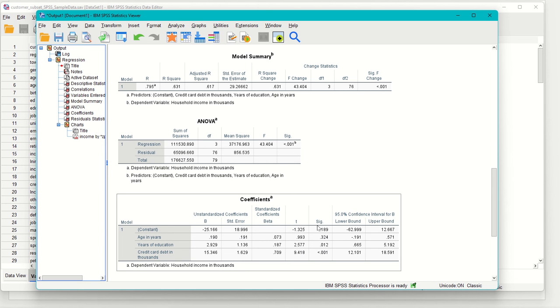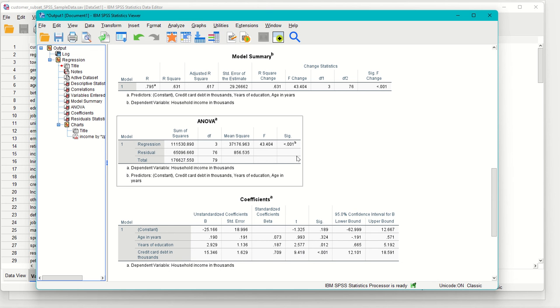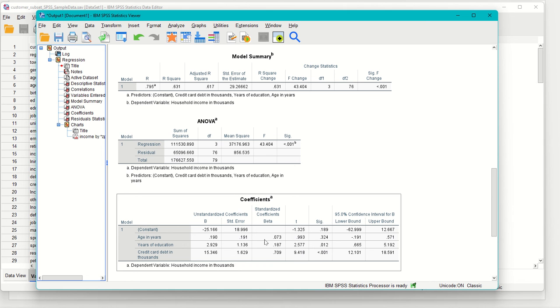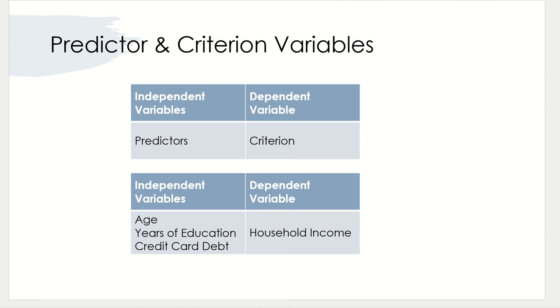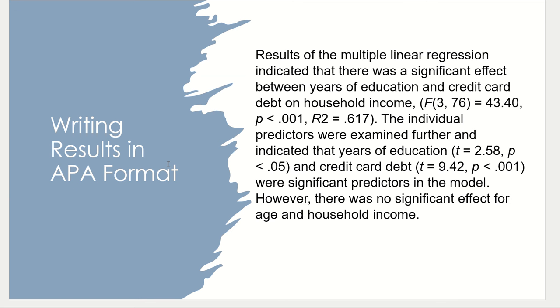So once you get your analysis, you oftentimes will put your outcomes into writing, and so in order to write this in APA format, it would look a little like this. Results of the multiple linear regression indicated that there was a significant effect between years of education and credit card debt on household income. And here you can see the F statistic with the degrees of freedom, the p-value, and this all came from that ANOVA box right here.